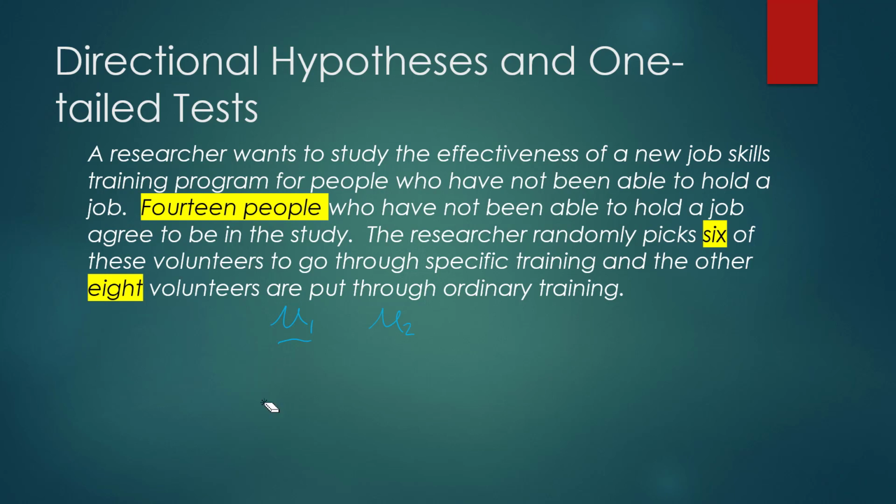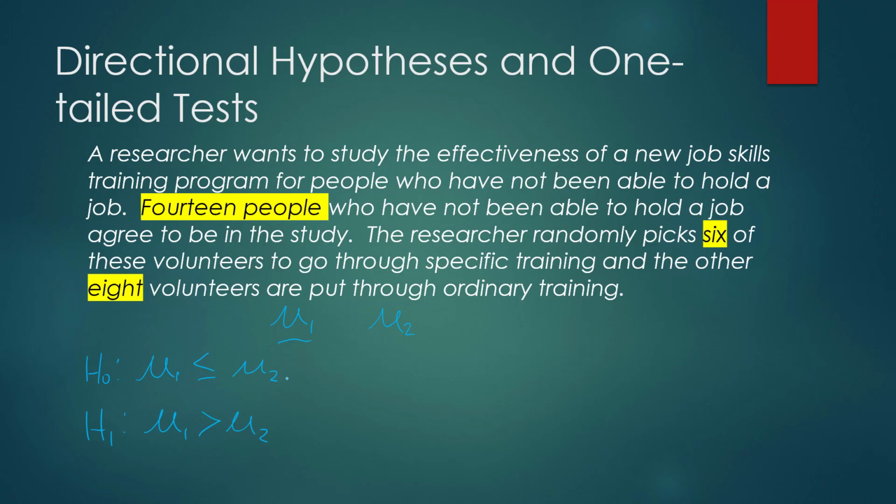So, for our alternative hypothesis, we want to say that the specific training program, population 1, is going to have a significantly greater mean than the ordinary training program. And we also want to say that our null hypothesis would be that those that go through the specific training are going to have a mean that's equal to or less than those that go through the ordinary training.